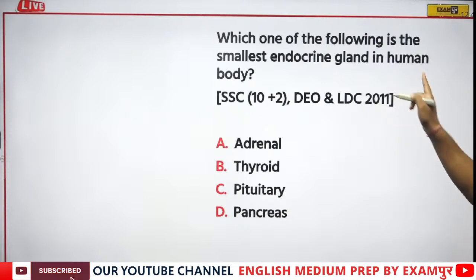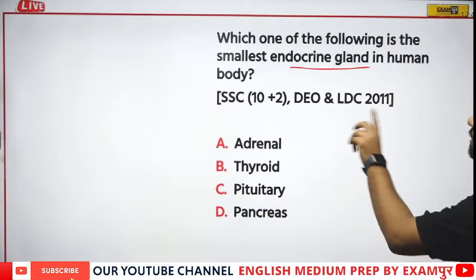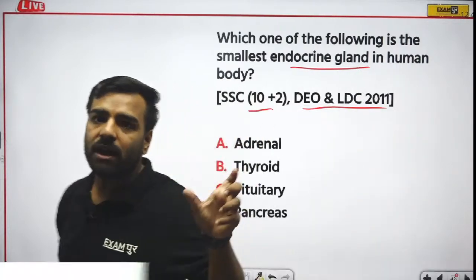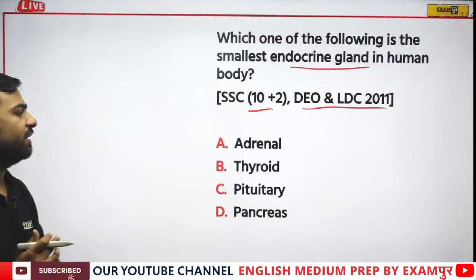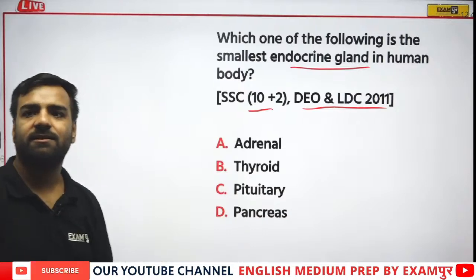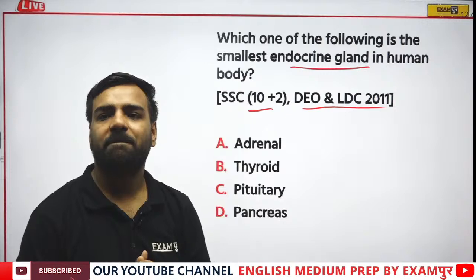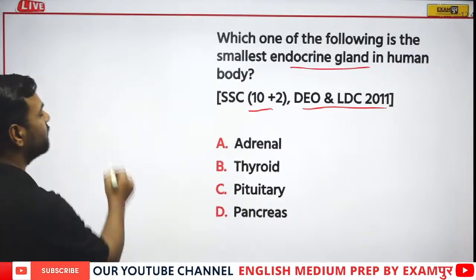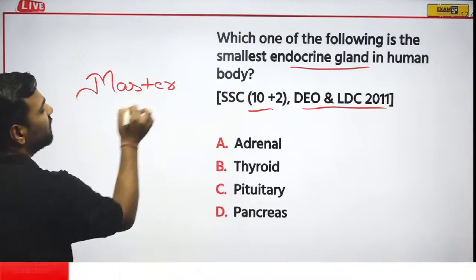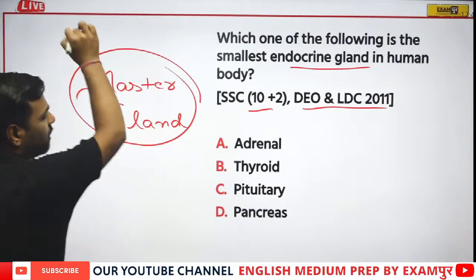Next, which of the following is known as the smallest endocrine gland in the human body? This question is from 10+2 and DEO LDC 2011. Smallest endocrine gland. Is it adrenal? Is it thyroid? Is it pituitary? Or is it pancreas? Just think and tell. Smallest one. We have discussed. I'll give you the hint. We even call it a master gland.